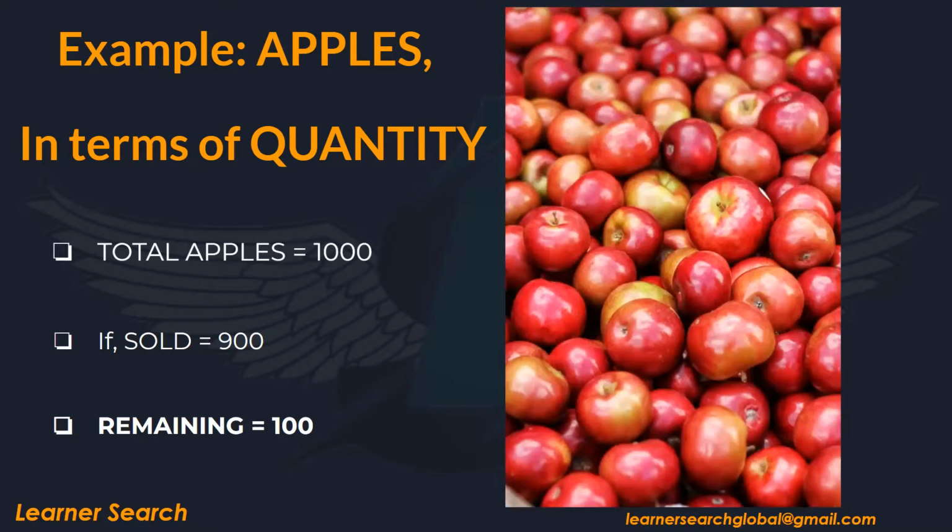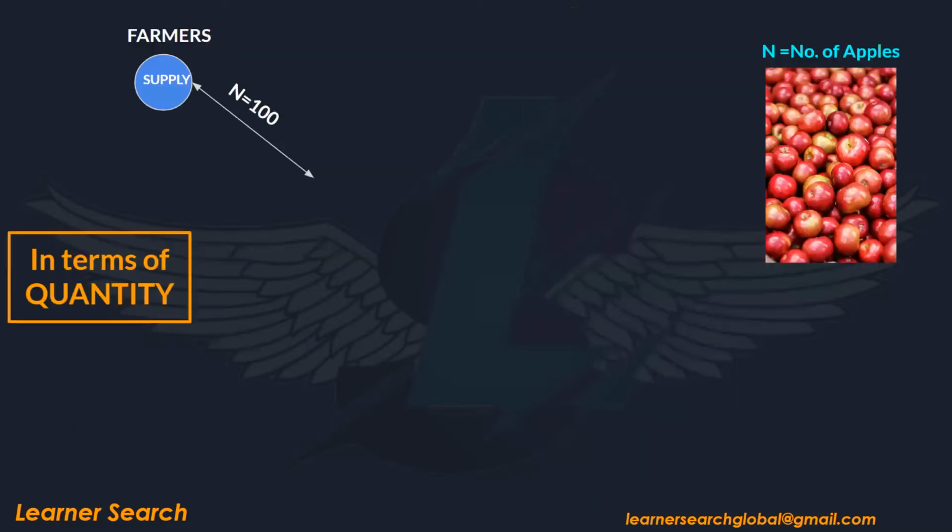Actually, we are taking examples like apples. So we have 1,000 apples with us. We sold 900. The remaining 100 we didn't sell. Remnant, actually. So we are taking it in terms of quantity. Out of 1,000 apples, 900 are sold, and at the end of the day, there are 100 apples remaining.